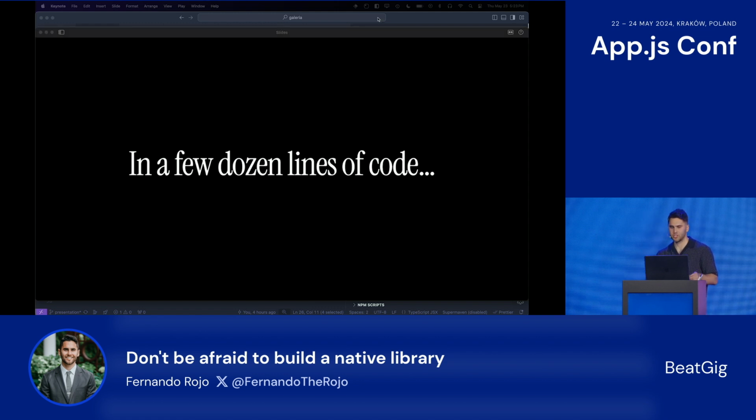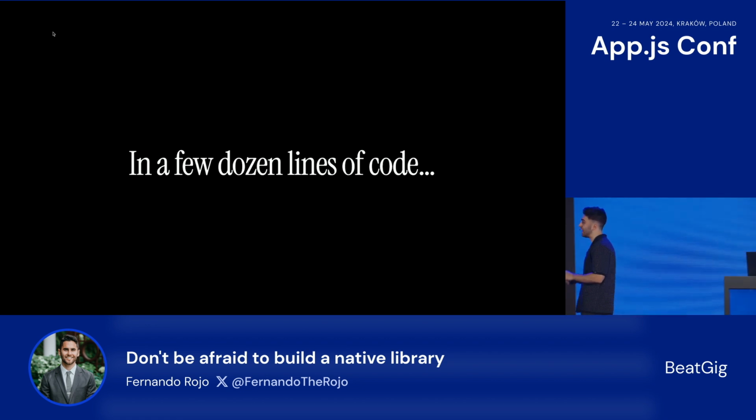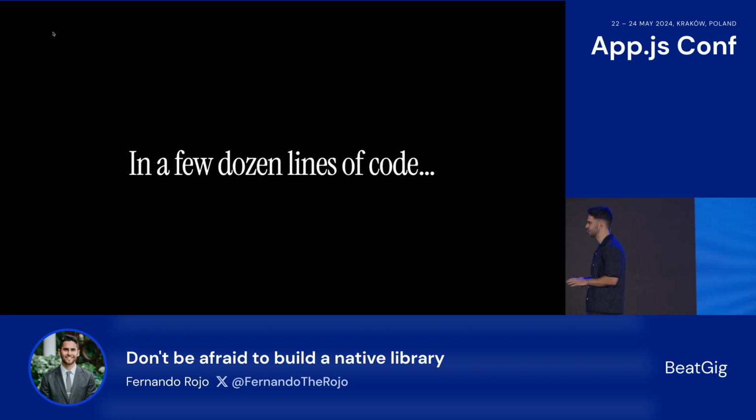So, in just a few dozen lines of code, we built a working image gallery for iOS in React Native. Now, we didn't have time to get to Android or web, but you'll be able to see these in the source code soon, and Alan from BeatGig did a great job building the Android side with Kotlin.